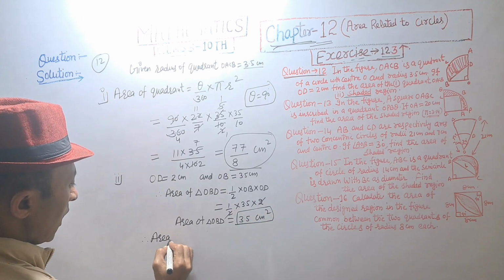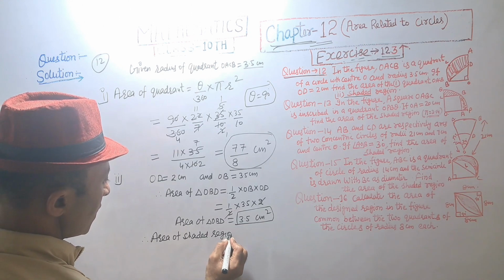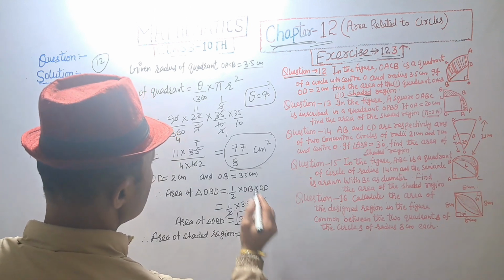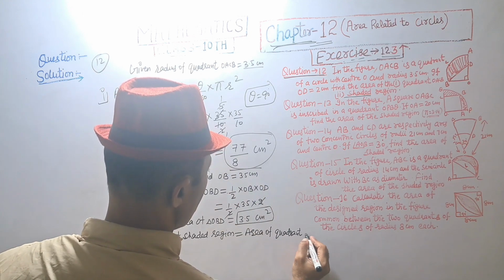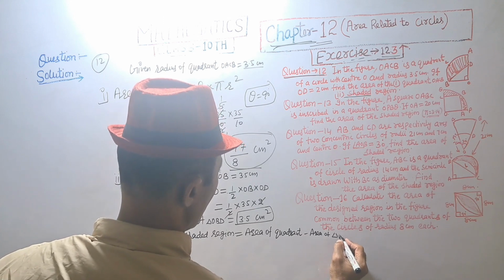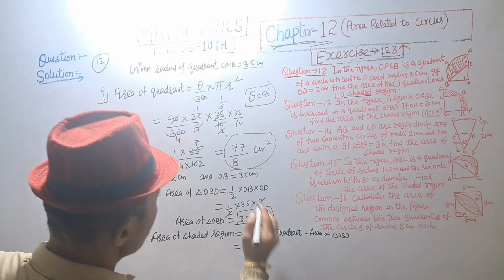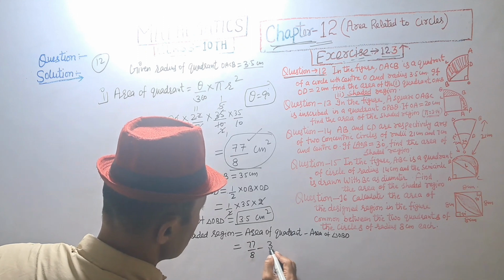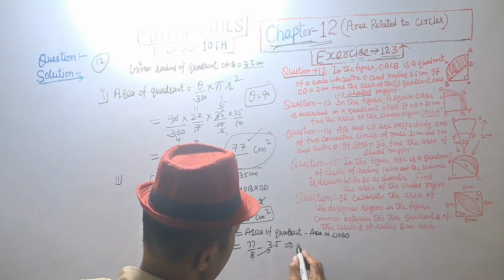So area of shaded region is equal to area of quadrant minus area of triangle OBD, that is equal to area of quadrant 77 upon 8 minus 3.5.